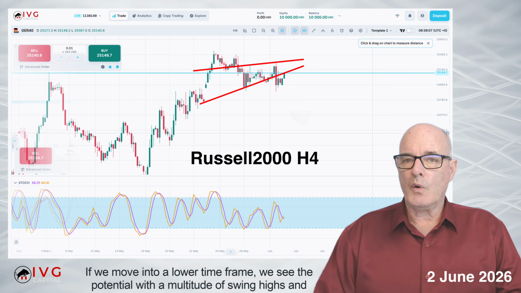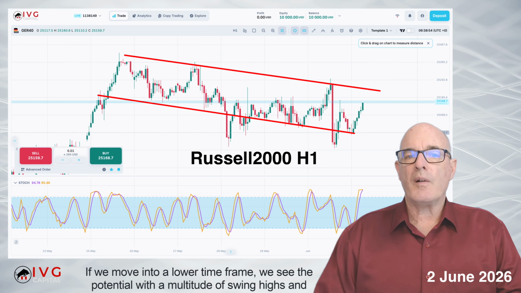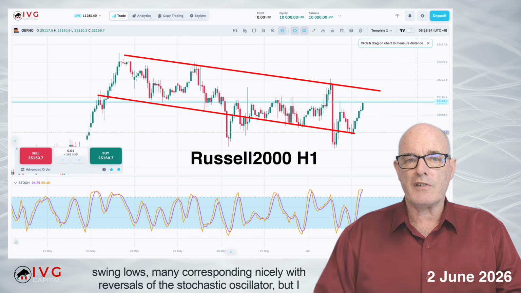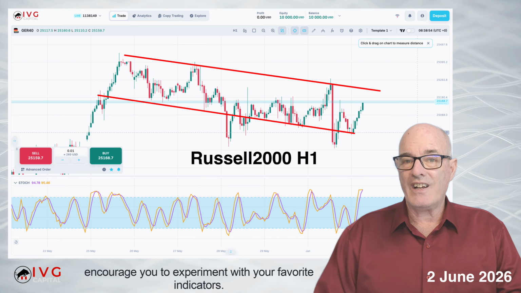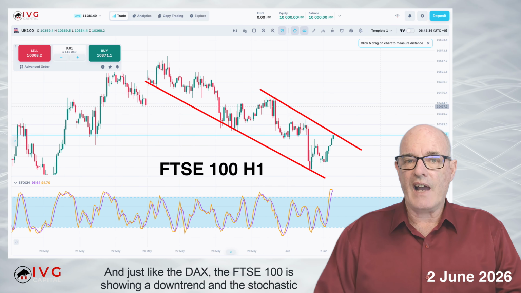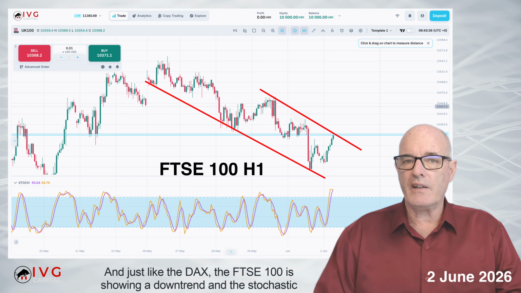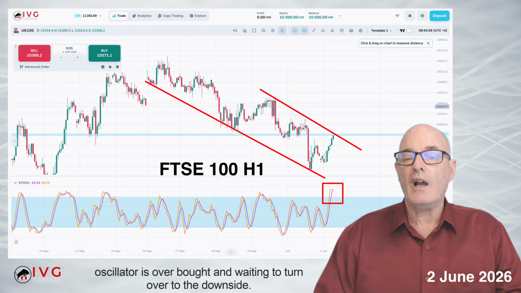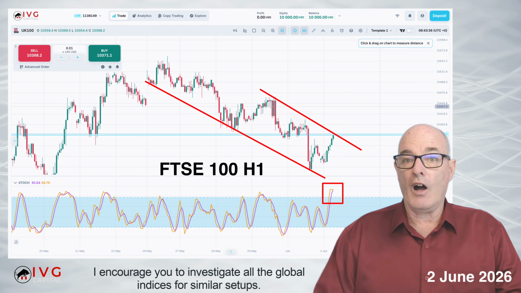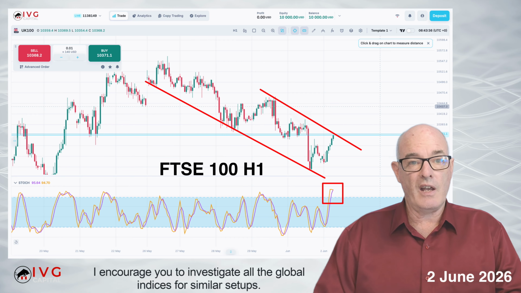If we move into a lower time frame, we see the potential with a multitude of swing highs and swing lows, many corresponding nicely with reversals of the stochastic oscillator, but I encourage you to experiment with your favorite indicators. And just like the DAX, the FTSE 100 is showing a downtrend and the stochastic oscillator is overbought and waiting to turn over to the downside. I encourage you to investigate all the global indices for similar setups.